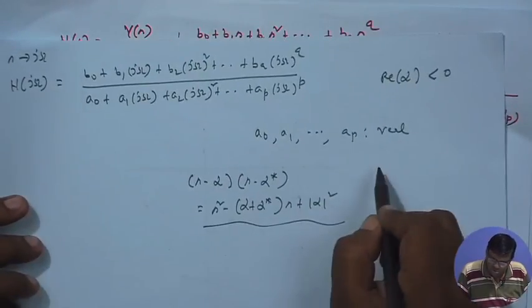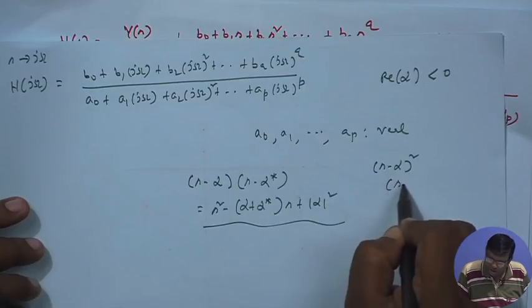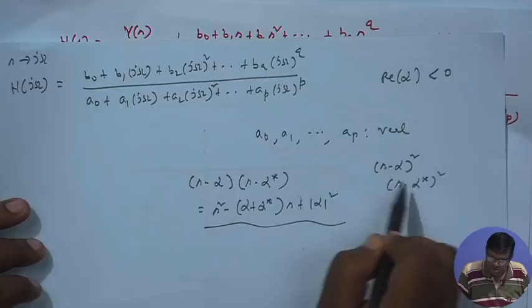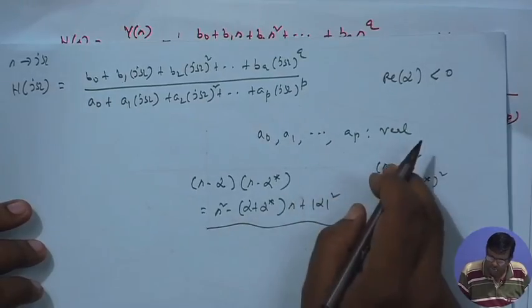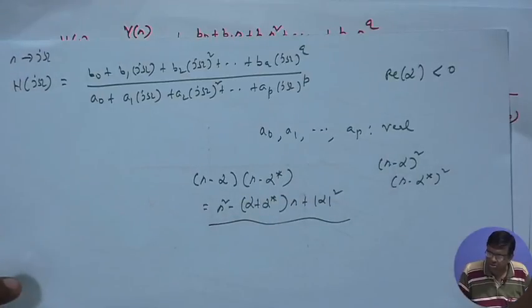If suppose you have a second order pole here, (S minus alpha) square, and alpha is complex, then its conjugate also must be second order. So, that we have (S minus alpha star) square as well. You get a polynomial, and another polynomial, both second order and both with real coefficients.